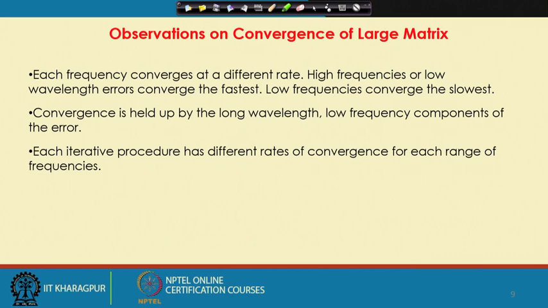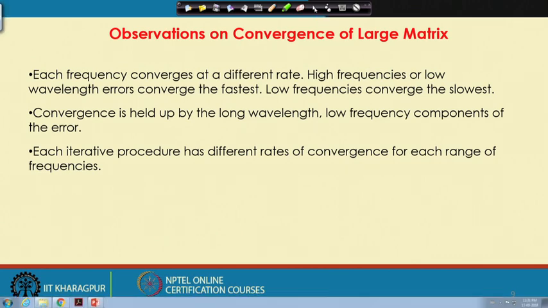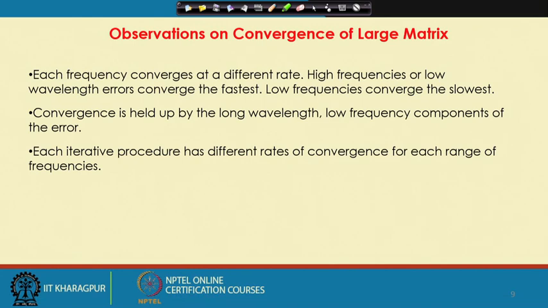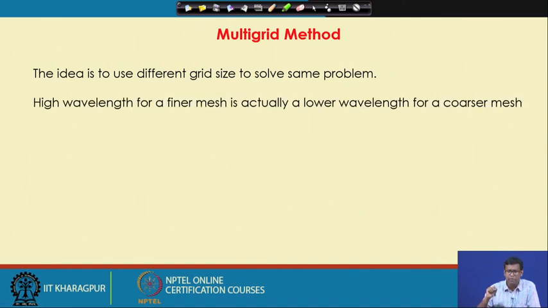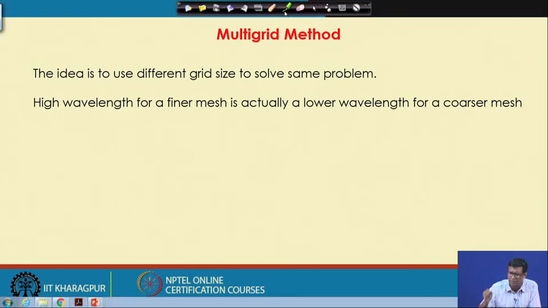So, essentially we need to find some methodology to converge the long wavelength solutions, and one such methodology is called the multi-grid method. The idea is to use different grid sizes to solve the same problem. Why? Say I have 3-4 points, and there is a smoothness function like this, which has a high wavelength. If I compare with h, this is a very high wavelength and it will take a lot of time to smooth it.